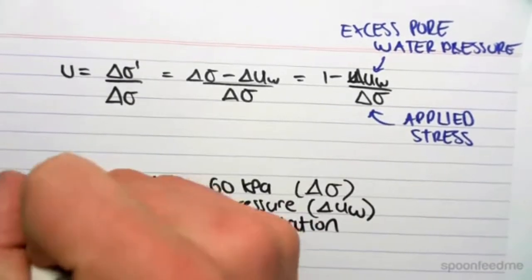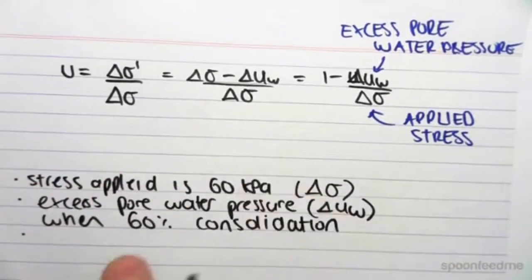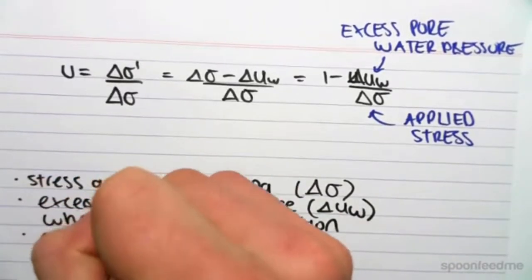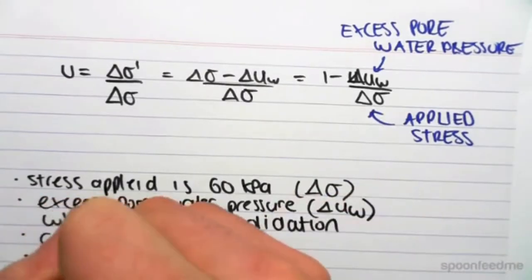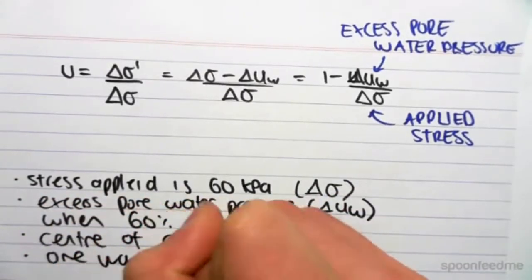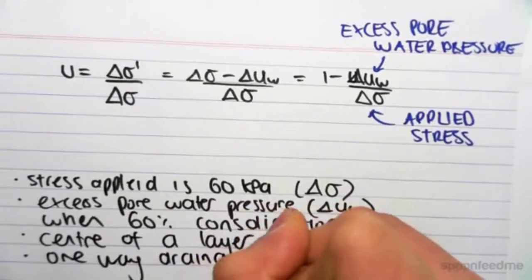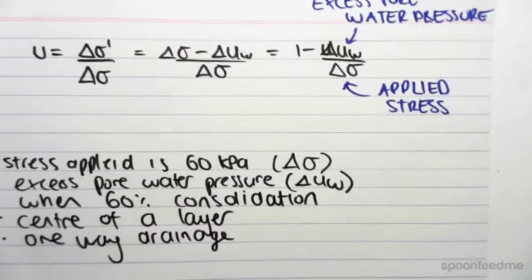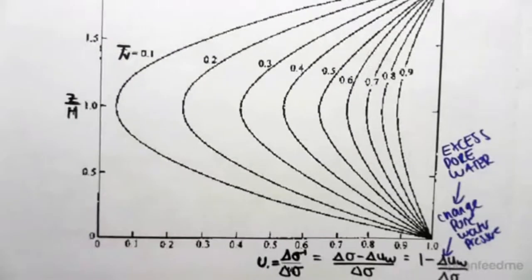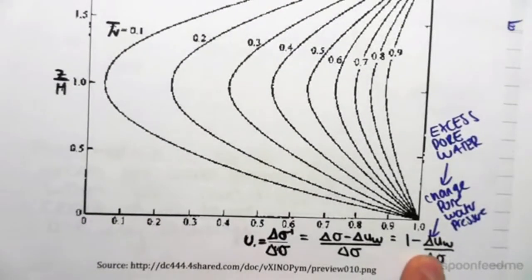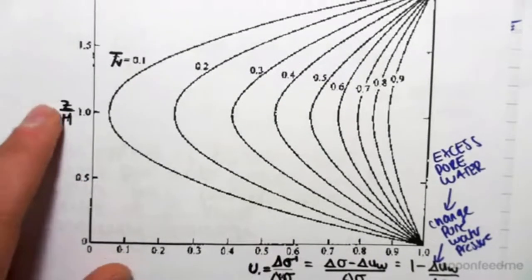And we are looking at a point in the center of a soil layer, and we're going to say we have one-way drainage. Okay, so using this information, we're obviously going to use this graph, because we're going to be finding this change in pore water pressure. That's the aim. So we're given Z on H, so we need to find Z on H and TV. So let's quickly find Z on H.